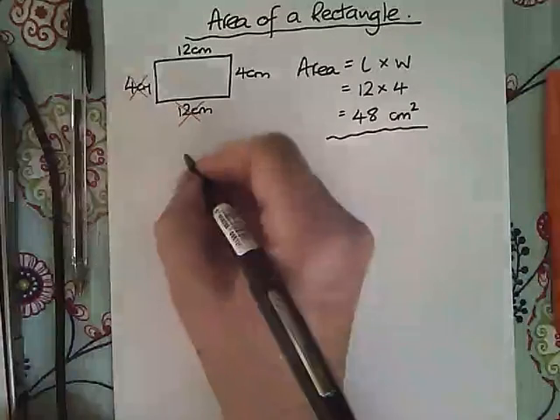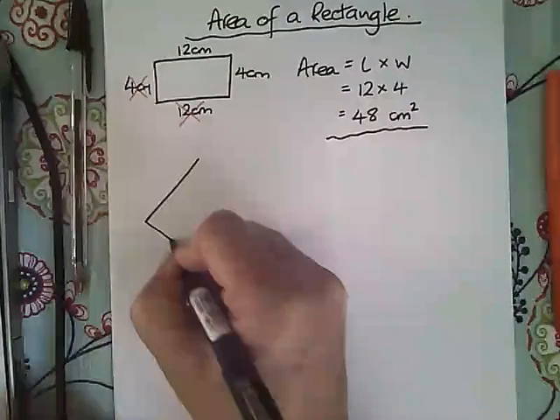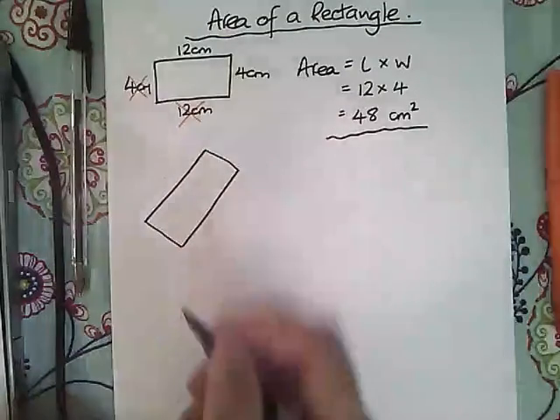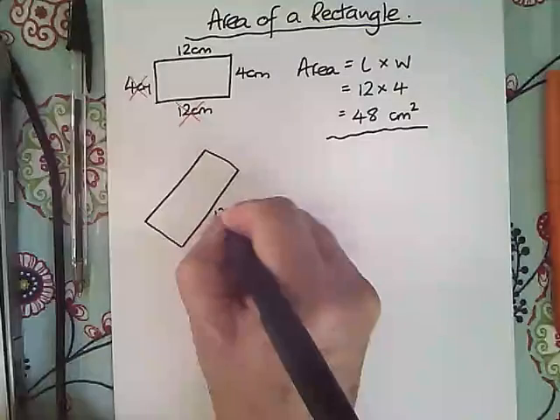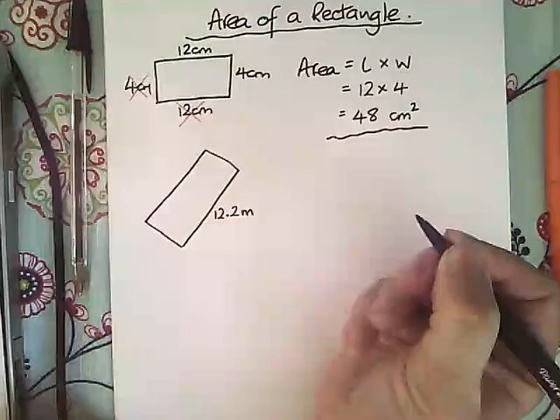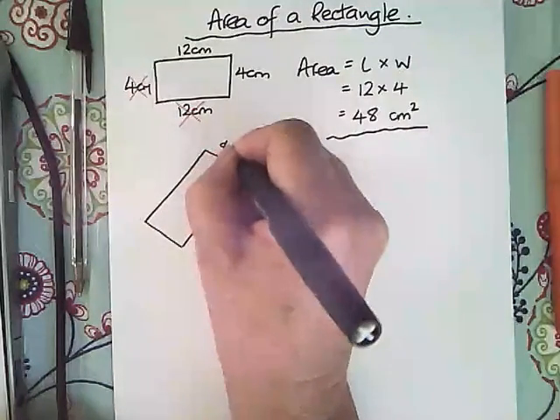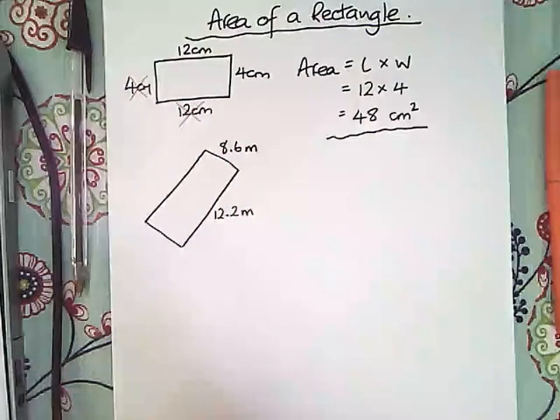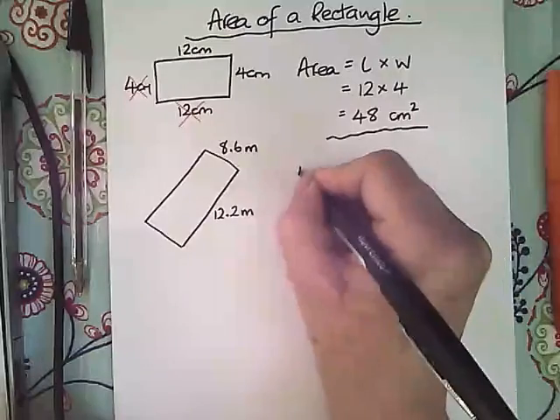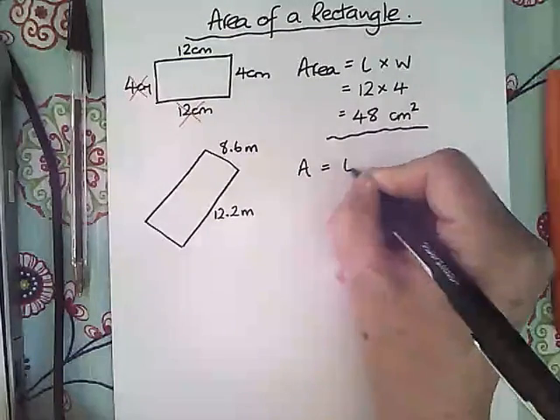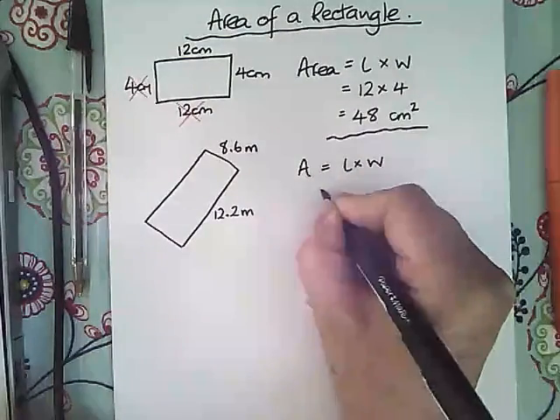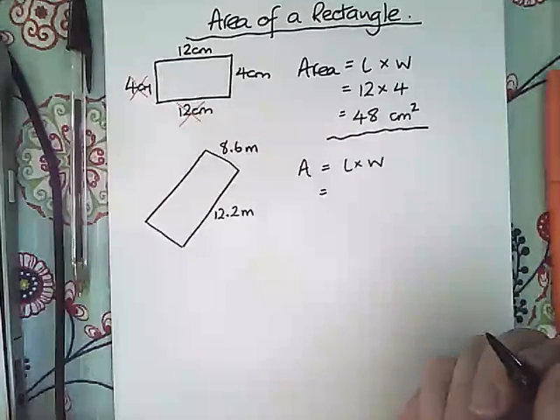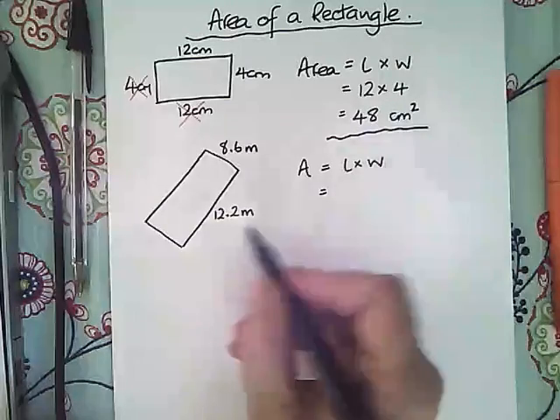If we have a look at this rectangle, it's a rectangle that's on its side, but still a rectangle. This time it is 12.2 metres long and 8.6 metres wide. And if we're asked to find the area of this rectangle, we again write out area is equal to length times width. You must, when you're doing these questions, show your workings, because there is a mark for this first line of workings where we put the numbers in.